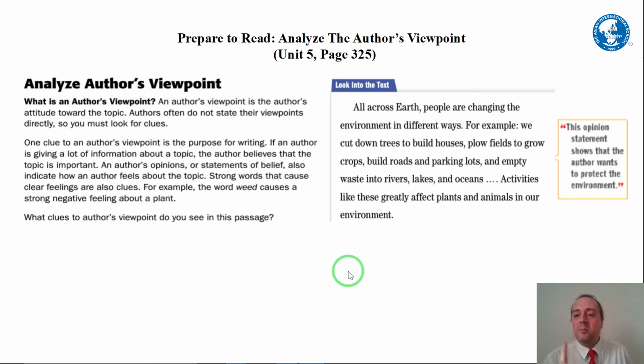Take 1 minute and read the passage, okay? And look at the author's viewpoint. What is it that they're trying to say, and why are they writing?